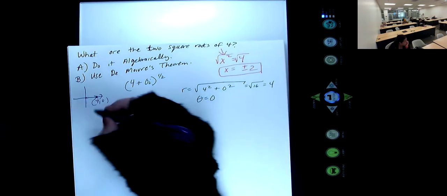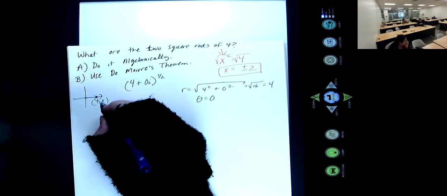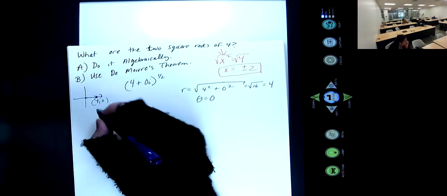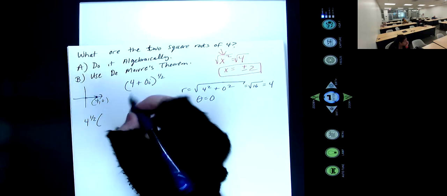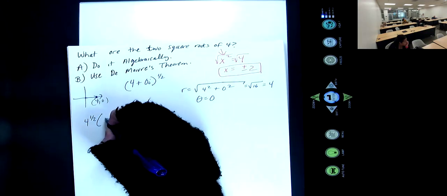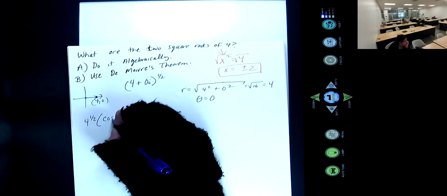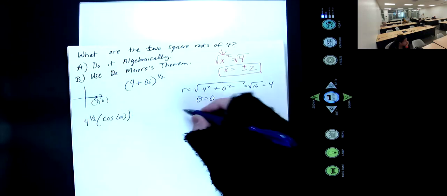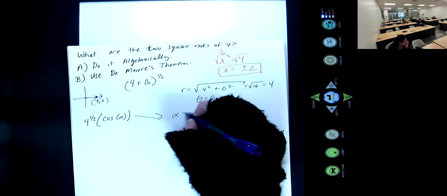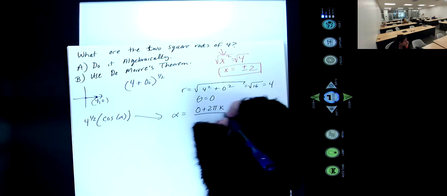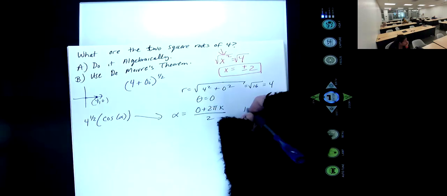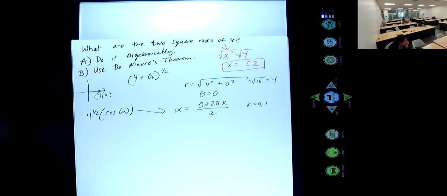So if I rewrite this in the radians approach, I have 4 to the 1/2 power times cosine of alpha, where alpha equals 0 plus 2 pi k over 2, and k is 0 or 1.